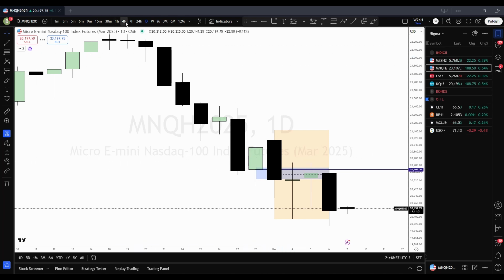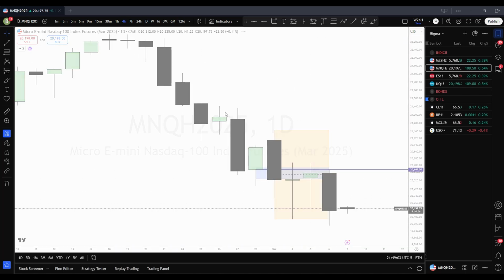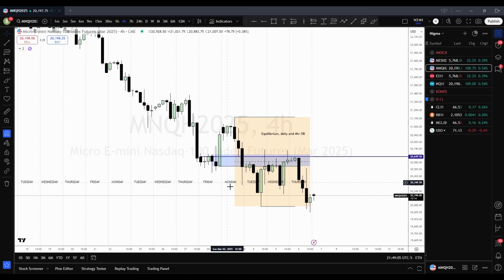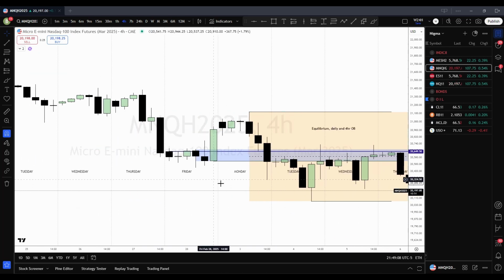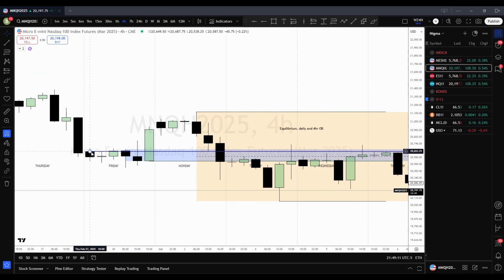I wanted to see consolidation, in my opinion, on the daily chart, so that's why I went down to the 4-hour chart. And what I noticed on the 4-hour chart is that there are a lot of confluences with the daily. So this is the daily order block here.